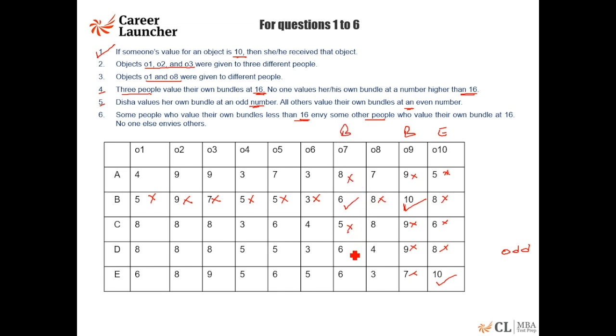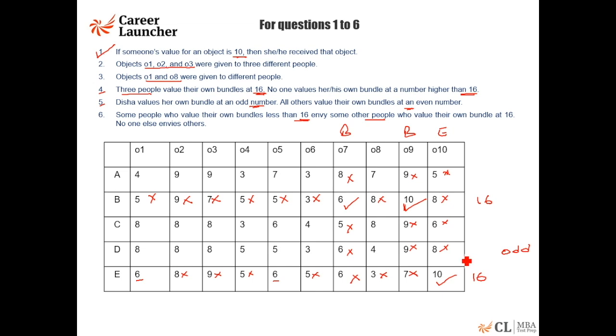Similarly, if we look at E, E also has to be even. So this means this is going to be a total of 16. So 10 plus 3, 13 is ruled out, 15 is ruled out, 16 is possible, 19 not possible, 18 is more than 16, these 2 possible. So E will get either object 1 or object 5 in addition to object 10, which has already been allotted to her, which means it is going to be again 16 points.